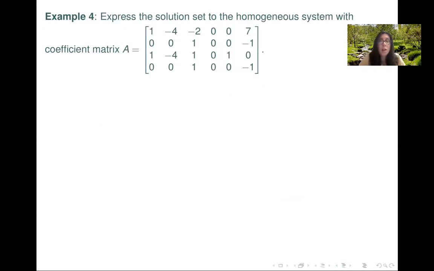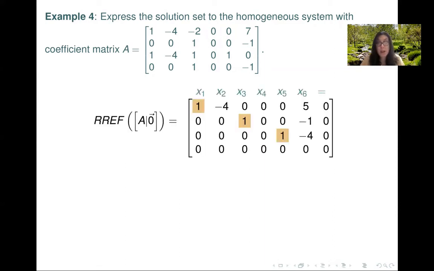In our last example, I wanted to help you get more comfortable with writing solutions in parametric vector form. So I tried to come up with a big example. Express the solution set to the homogeneous system with the given coefficient matrix. Well, the first step would be to find the row echelon form of the matrix and then analyze it to come up with a parametric solution, and then we can write it in parametric vector form.